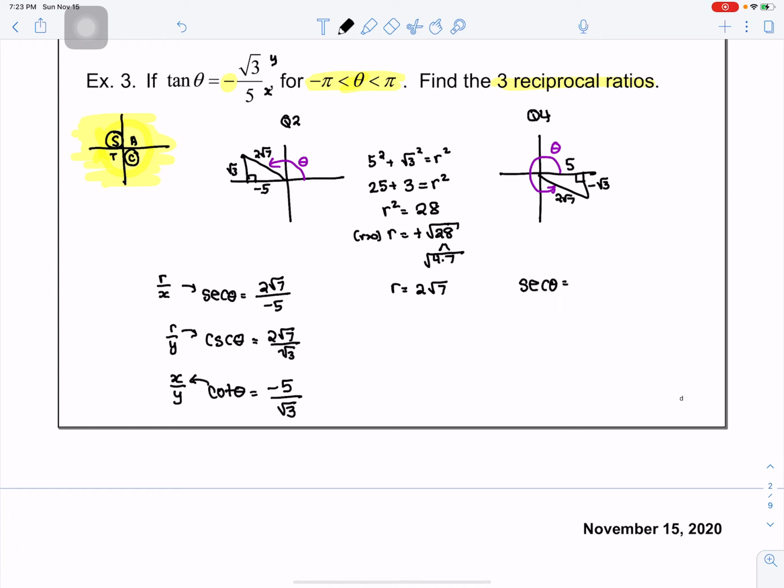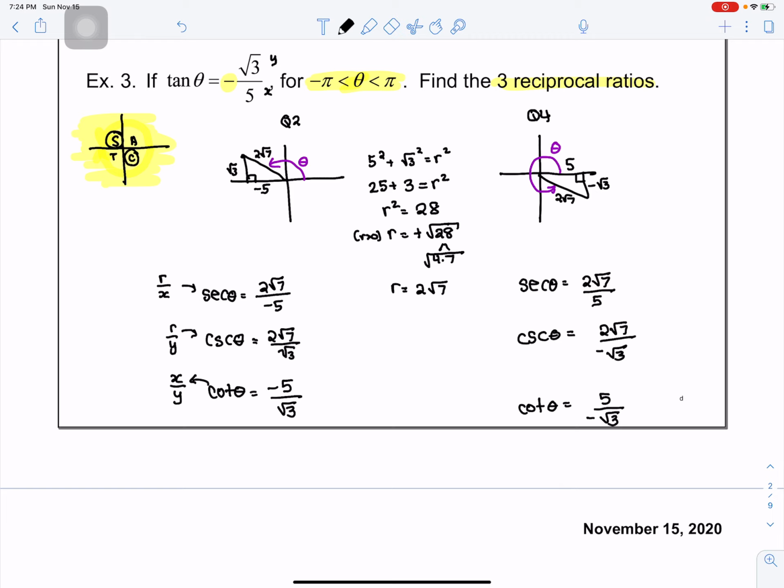In this triangle, my x is 5. Oops, so I need to do my r divided by my x. So 2 root 7 divided by 5. This time the 5 is positive, where in quadrant 2 the 5 was negative. My cosecant of theta would be 2 root 7 divided by my y-coordinate, which would be negative root 3 this time. And my cotan of theta would be the x over y, which is 5 over negative root 3.